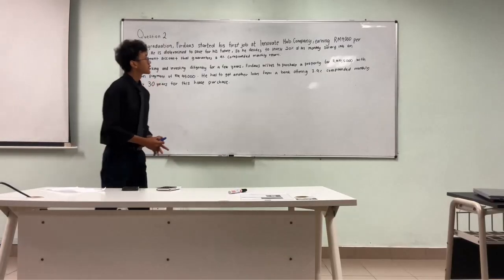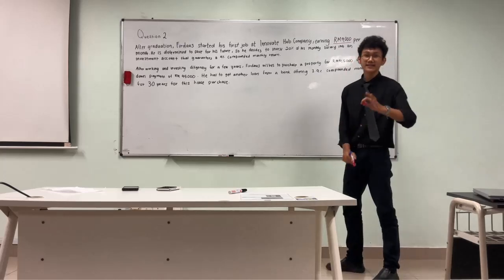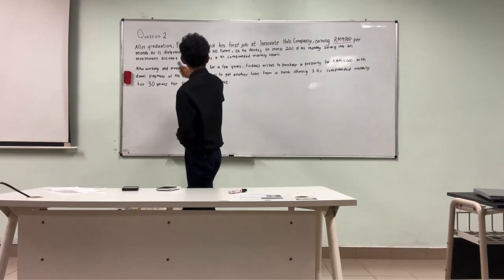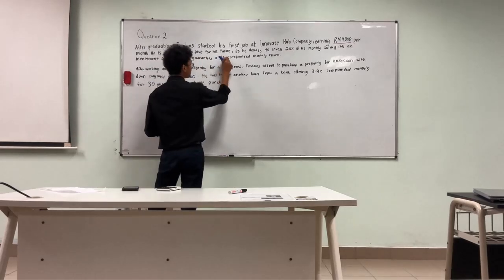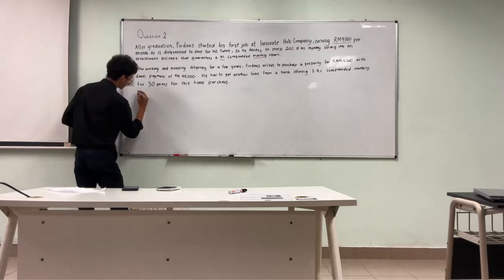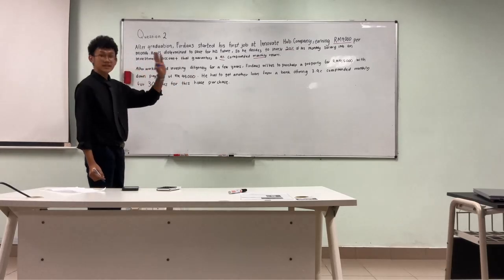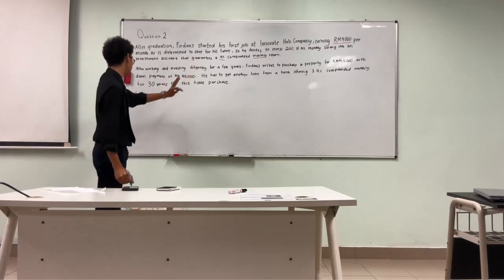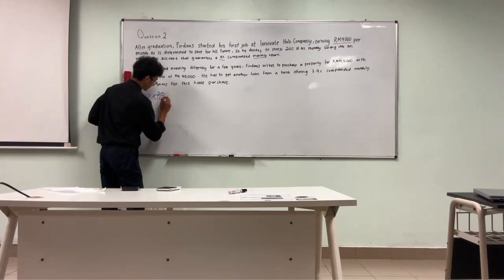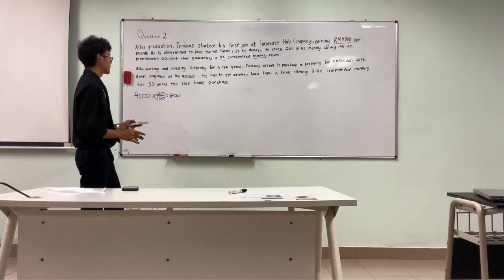From what we know, Firdaus is earning 4,000 per month, and he decided to invest 20% of his salary, and is getting 4% compounded monthly. If his salary is 4,000, then he decided to invest 20% of it. That means 4,000 times 20 over 100 equals 800 ringgit, which is the R.